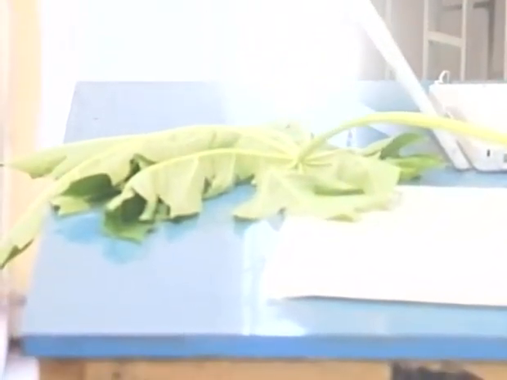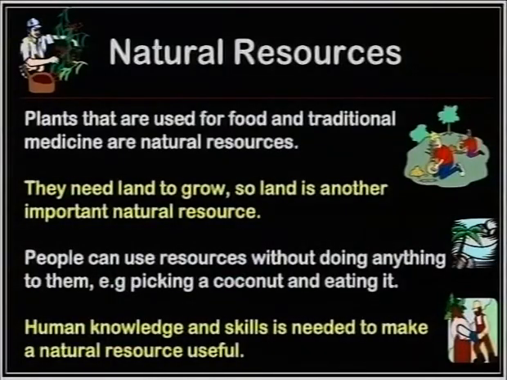Land, what can we use land for? All right, we use the soil to what? We use the soil to grow our plants, right? Or grow our food. Okay, we also use the land to build houses. All right, that's why land is also another important natural resource.